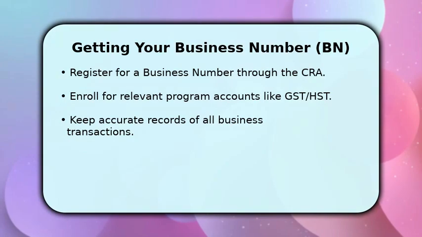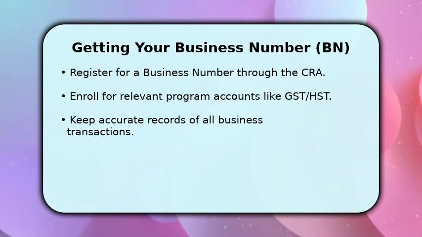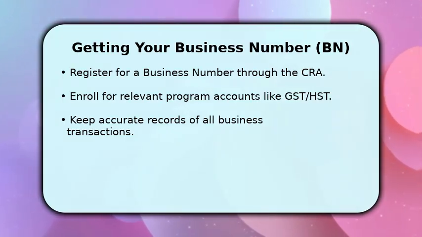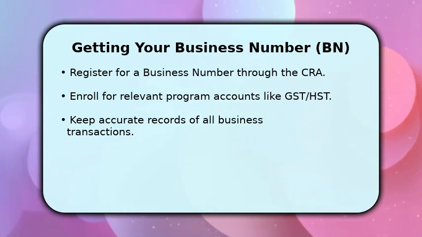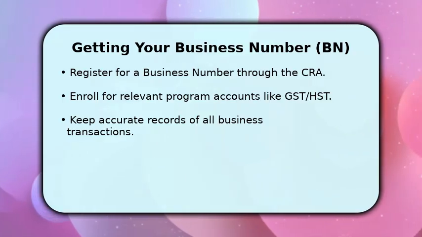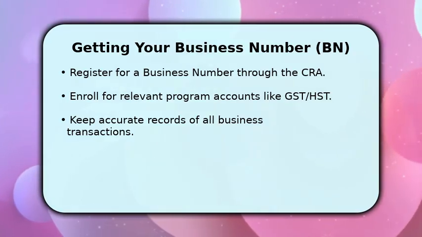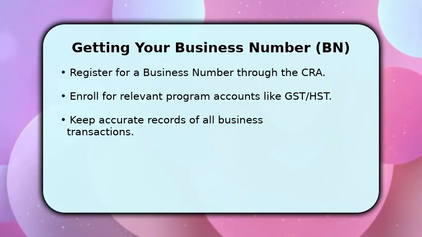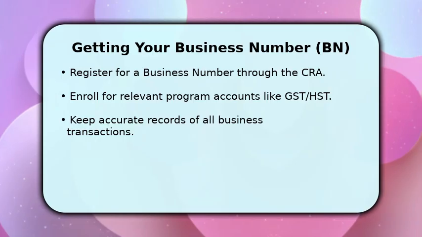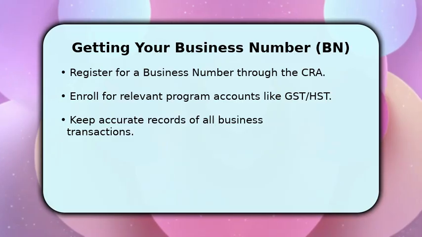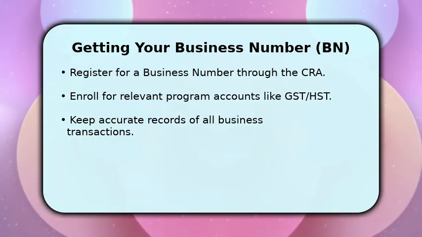Once you've identified your business structure, the next step is to register for your business number directly with the CRA. This unique 9-digit identifier is crucial for all your tax dealings. While registering, ensure you also enroll for any necessary program accounts, such as GST/HST if your revenue exceeds $30,000 annually. Maintaining meticulous records of all income and expenses from day one is vital for accurate tax reporting.